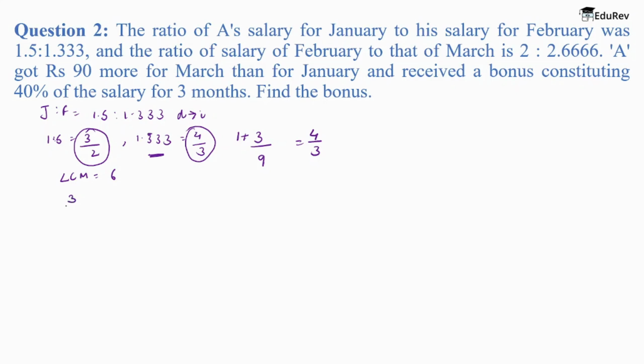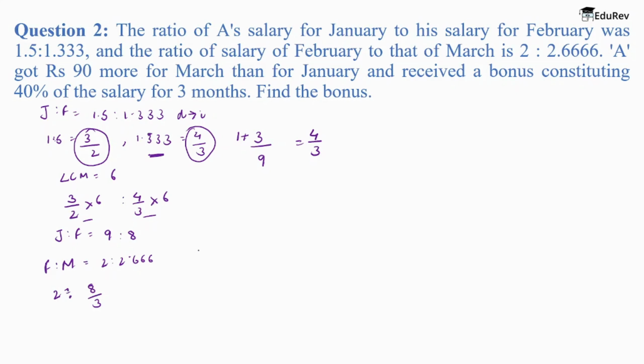Now we will solve this. 3 by 2 into 6 is to 4 by 3 into 6. So January is to February is equal to 9 is to 8. Now we will solve for February is to March, which is 2 is to 2.666. How can we write that? It can be written as 8 by 3.